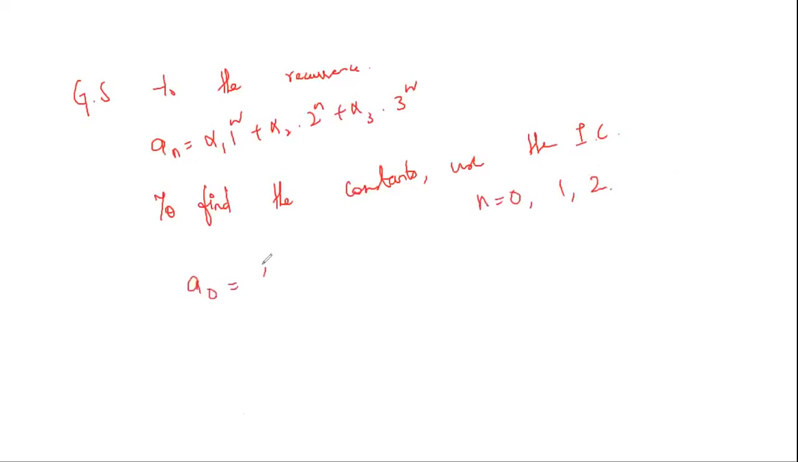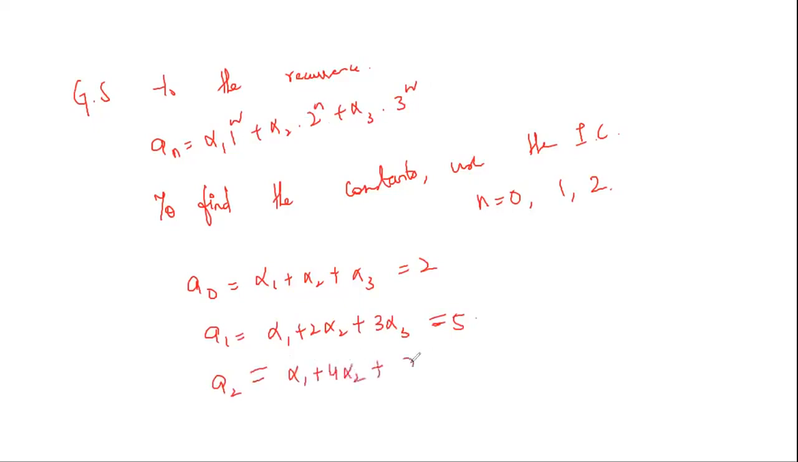So A0 will be alpha 1 plus alpha 2 plus alpha 3, which is equal to 2. A1 will be alpha 1 plus 2 alpha 2 plus 3 alpha 3 is equal to 5. And A2 is equal to alpha 1, we have to put n is equal to 2, so 2 square, 4 alpha 2 plus 9 alpha 3 is equal to, what was the A2 value? 15. Now, these are your equation 1, this will be equation 2, 3 and 4.